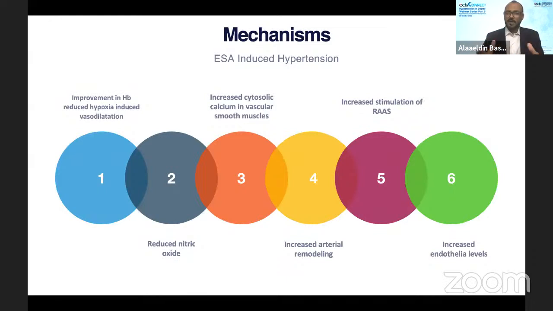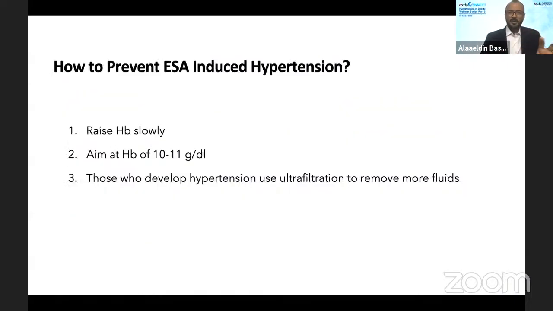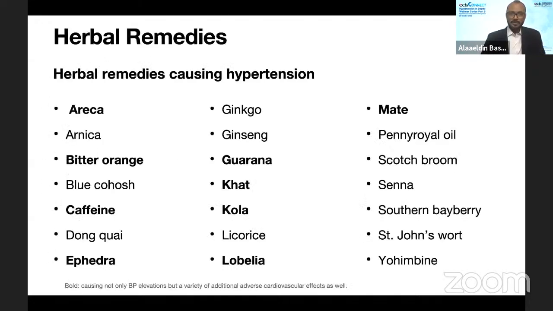Reduced nitric oxide levels when you use erythropoietin stimulating agents, increased cytosolic calcium in the vascular smooth muscle. So increased calcium causes more vasoconstriction, and increased stimulation of the RAS system. So these are basically the mechanisms of developing hypertension. How can we prevent it? We prevent it by slowly raising the hemoglobin and aiming at not a very high target of hemoglobin. We aim at around 10 to 11 grams per deciliter. And if a patient develops hypertension while on erythropoietin stimulating agents, then we should use ultrafiltration to remove more fluids to control the high blood pressure.